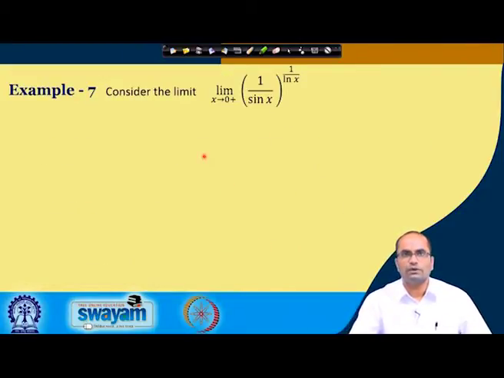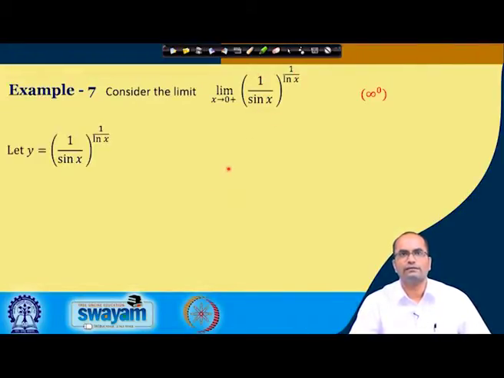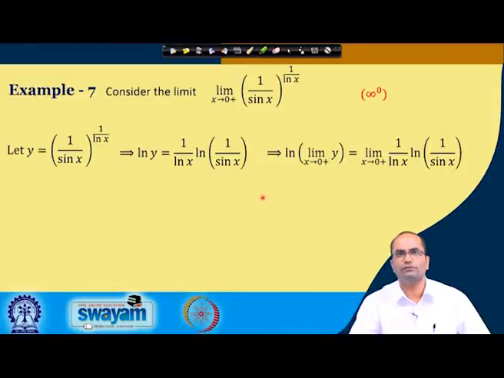Finally, we consider one more example of this limit: 1 over sin x power 1 over ln x, x goes to 0. So, we have the infinity power 0 form, and again taking the logarithm, we will get ln y is equal to 1 over ln x times ln 1 over sin x. So, here 1 over ln x, x goes to 0, so it is a 0, and then here ln infinity. So, 0 into infinity form.